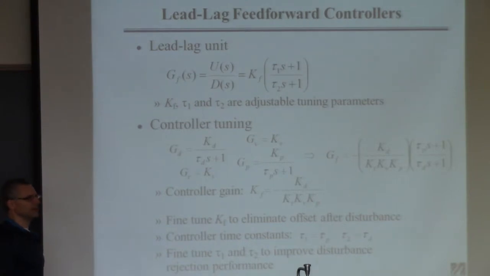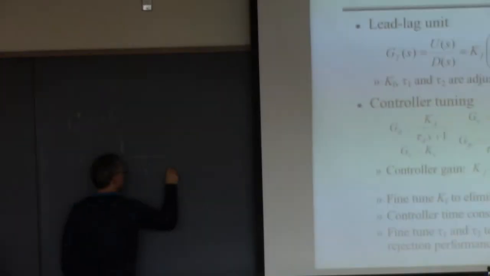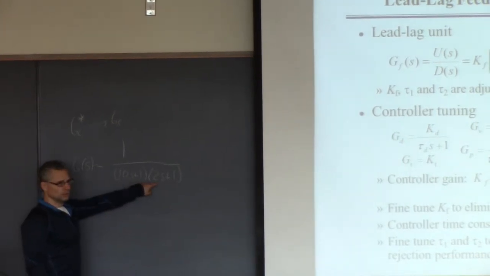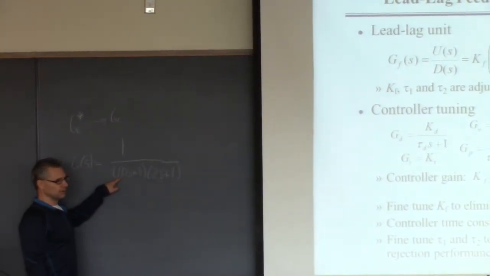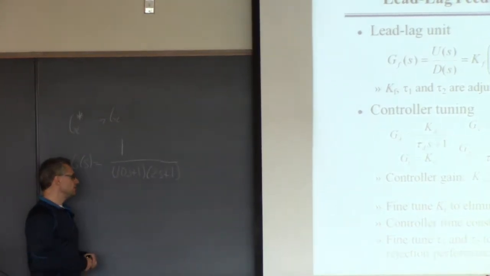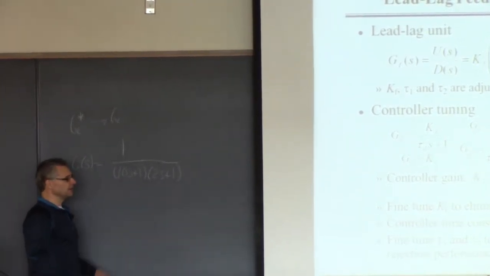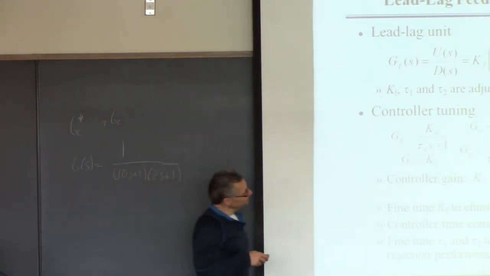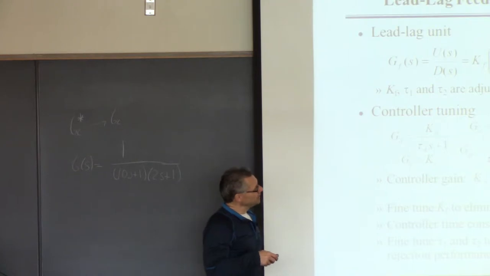You remember what the dominant time constant of the process is? If you have a G of s, let's say it looks like this, just for the sake of argument. This thing is second order. It has two time constants: one of them is 10, one of them is 2. The dominant time constant is the larger one, 10. In other words, the dominant time constant is essentially the characteristic response time of your system, and I would use that value for tau 1. Then I would do the same thing, the dominant time constant of the disturbance, to pick tau 2.